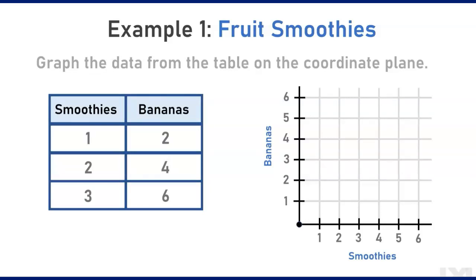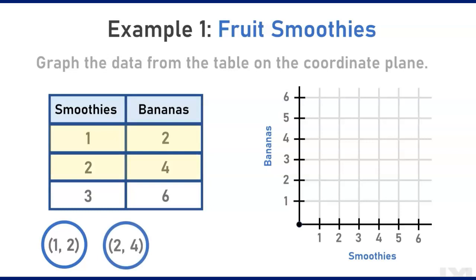Let's go through each row one by one and create ordered pairs. The first pair includes one smoothie and two bananas, so our ordered pair is 1, 2. Our second pair consists of 2 smoothies and 4 bananas, which gives us 2, 4. Third is 3 smoothies and 6 bananas, which gives us 3, 6. Okay, now with these ordered pairs, we can graph them on the plane.